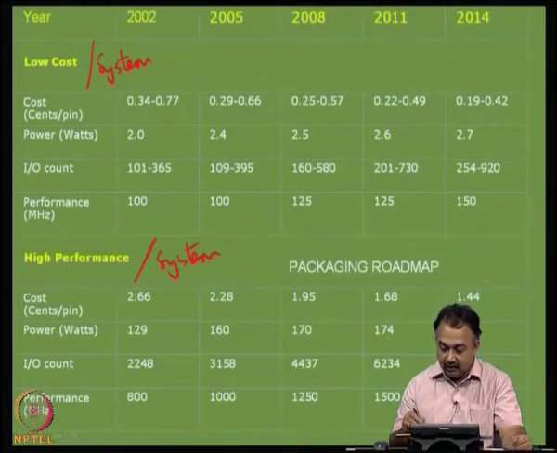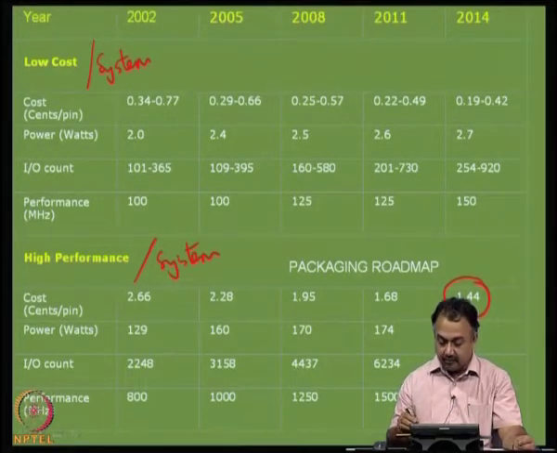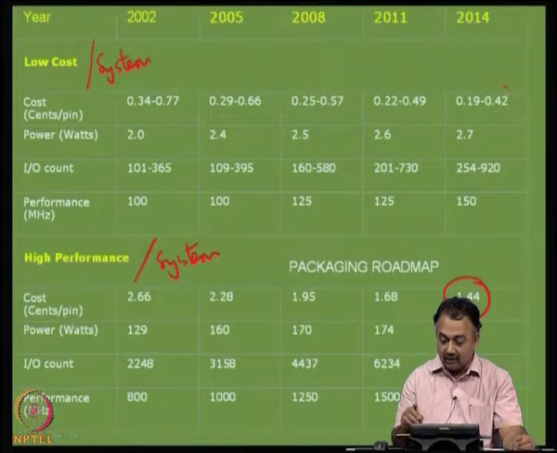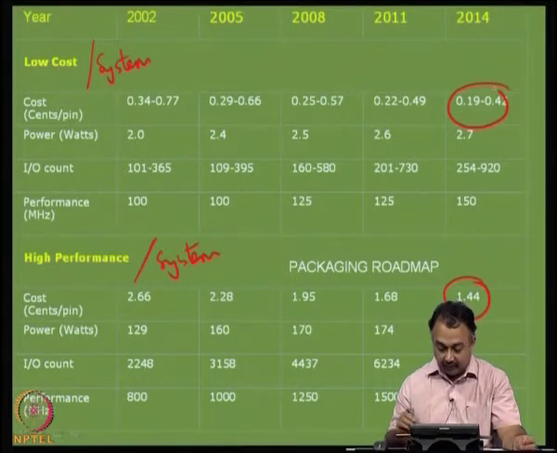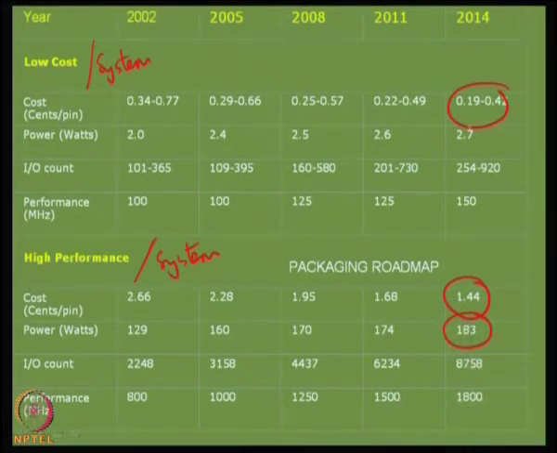Here in 2014, the expected roadmap projection is 1.44 cents per pin, whereas for low cost it is only about 0.42 cents per pin. Power, we need to tackle about 180 watts from the surface of the die. Here it is much less, just about 3 to 5 watts. Performance range in frequency 150 megahertz. Here we are talking about a high frequency range. IO pin count is very large, how to handle them, whereas in low cost it is only about 200 to 800 or 900 pin count. So, these are the challenges for a packaging engineer.